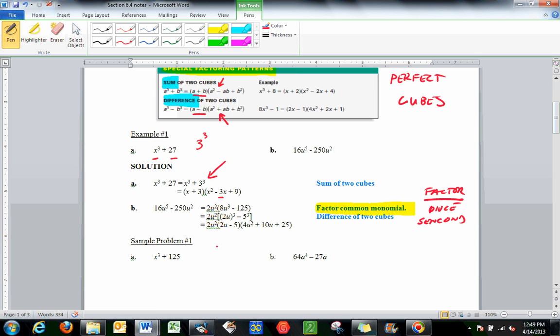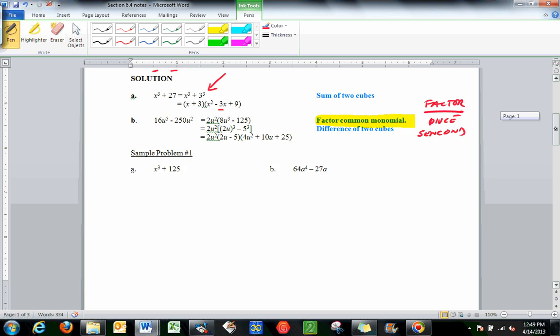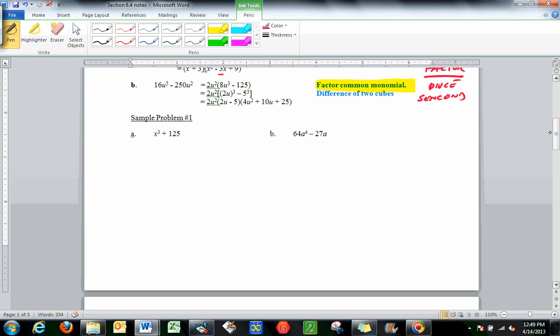Now, what I'd like you to do to the best of your ability at this point, and it's not going to come easily the first couple times you do it, so it's going to take a lot more practice than these example problems, is go ahead and stop the video and use the examples above and the patterns above to do sample problem number 1, part A and part B. So go ahead and stop that now and do the best you can on these two problems.